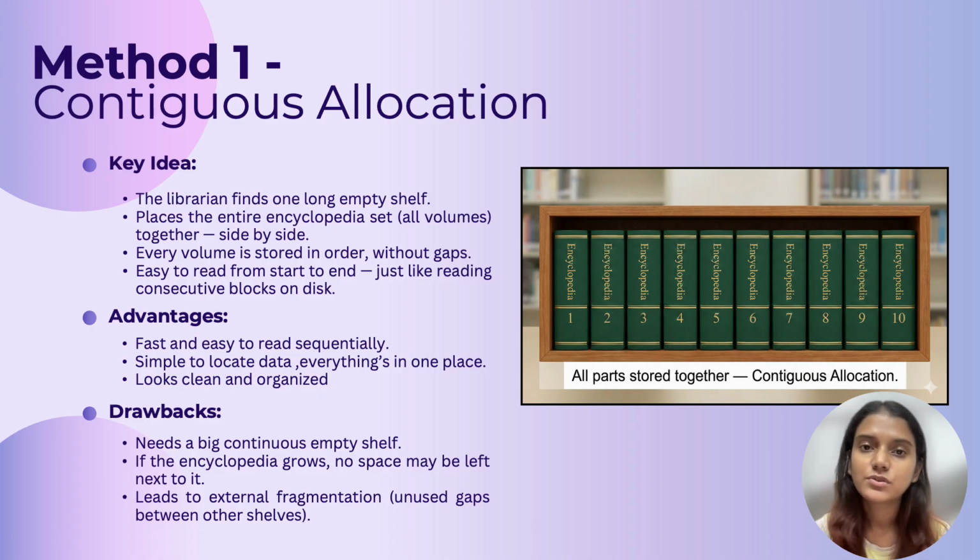But although this looks very organized, it comes with problems. The librarian needs a large empty shelf to accommodate the entire set, and if a new volume is released later, there may not be any free space next to the existing ones. So in computer terms, this leads to external fragmentation, where small unused gaps appear across the disk.